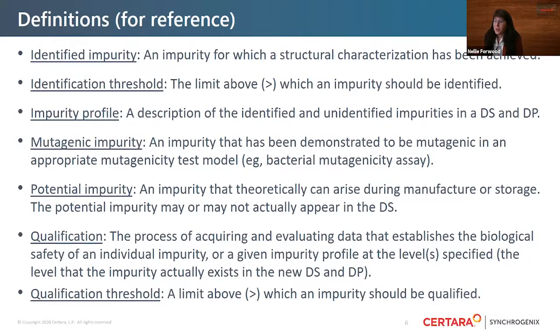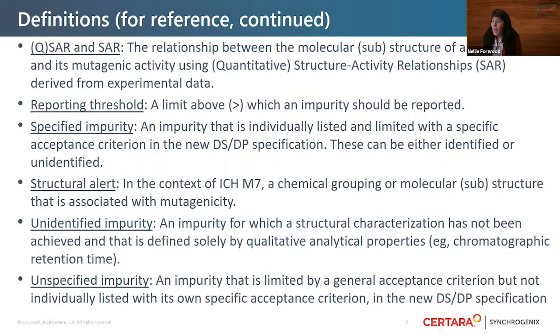There are a couple pages of definitions here, but we're going to go over three of them, which are the identification threshold, which is the limit above which an impurity should be identified, the qualification threshold, which is the limit above which an impurity should be qualified, and by qualified we mean the process of acquiring and evaluating data that establishes the biological safety of an individual impurity or a given impurity profile at the level specified. And we also have the reporting threshold, which is the limit above which an impurity should be reported. If you have an impurity that is below the reporting threshold, according to the guidance documents, you do not need to report it, nor is it added to your total to make up your total impurities.